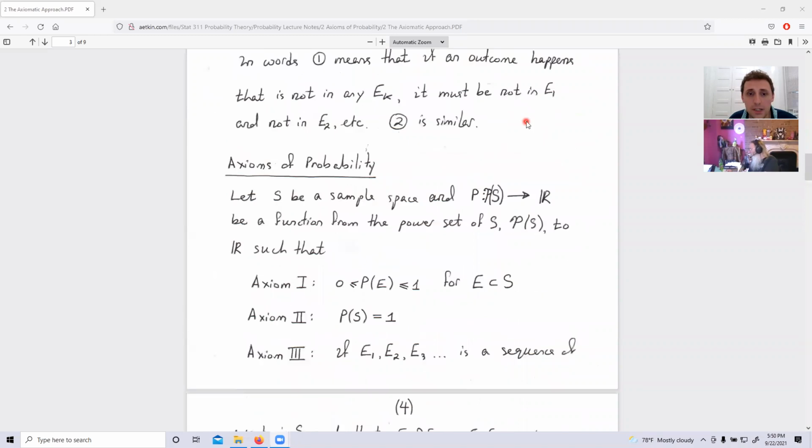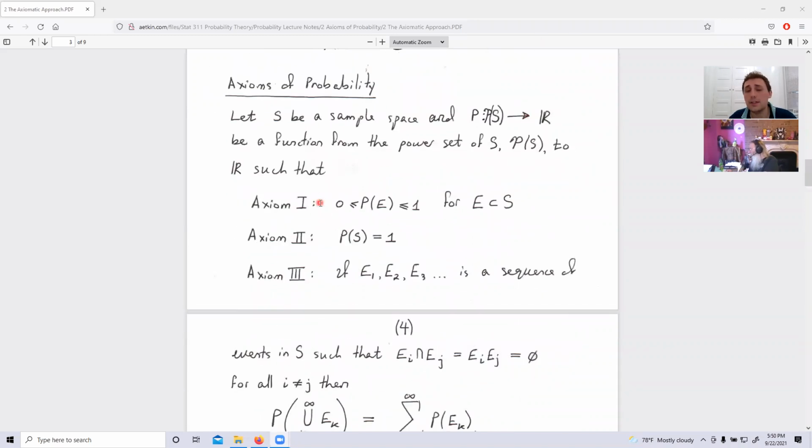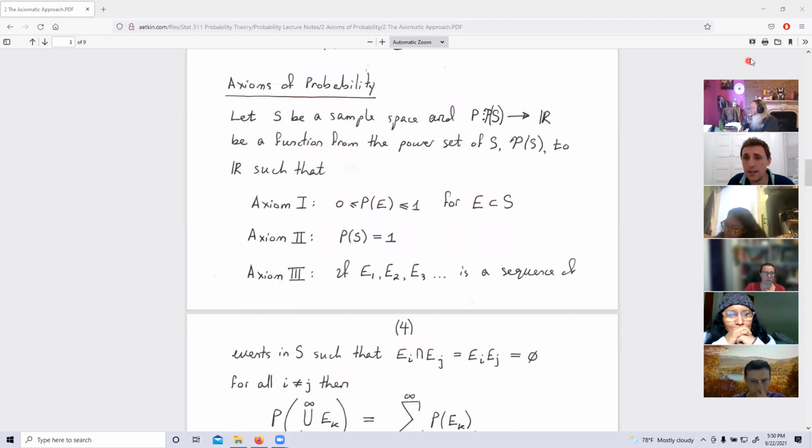Yes, the axioms are here. The first is that no subset of S has a probability bigger than 1 or less than 0. The second is that the probability of the full sample space is 1. And the last is how to calculate the probability for disjoint events, infinitely many disjoint events. Yes?